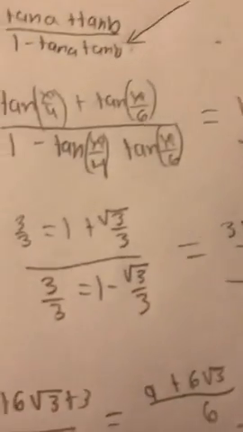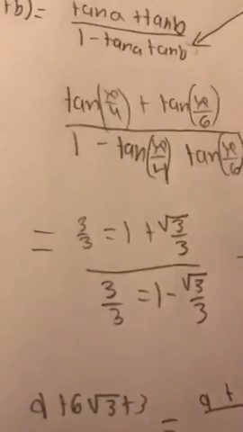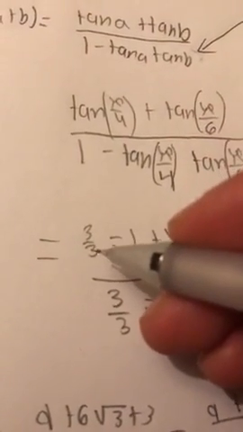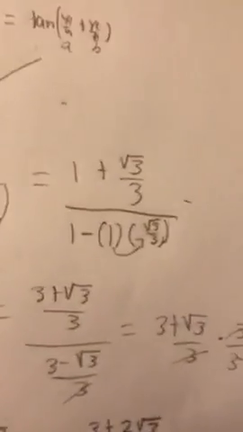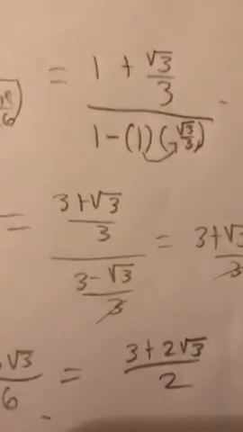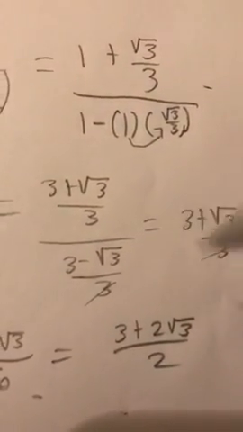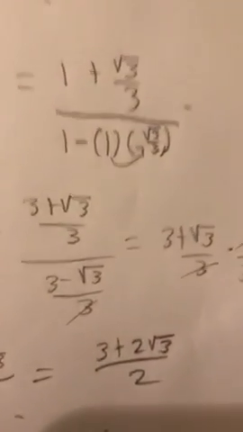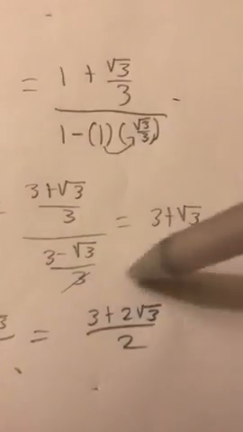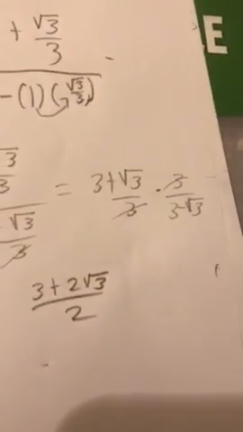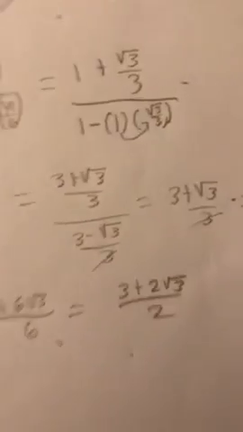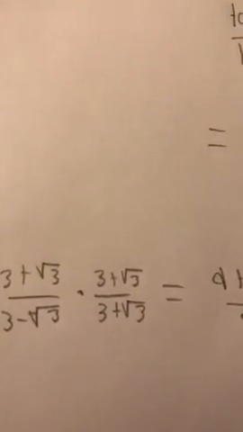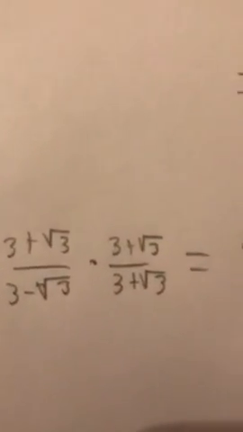And you're just going to multiply these. And when you do that, you're going to get 1. And 1 is basically equal to 3 over 3. So this is what you get right here: 3 plus square root of 3 over 3, over 3 minus square root of 3 over 3. So what you do with these is you just flip this one over and multiply it. And the 3's cancel out. So you're left with 3 plus square root of 3 over 3 minus square root of 3.